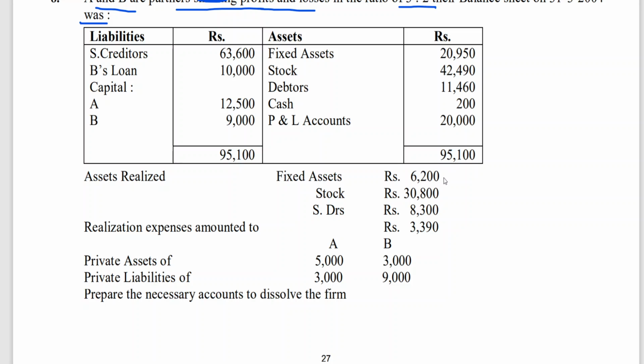Assets realized: fixed assets, stock, debtors. Realization expense amounts to 3,390. Private assets 5,000, private liabilities 3,000, B 3,000, 9,000. Prepare the necessary accounts to dissolve the firm.